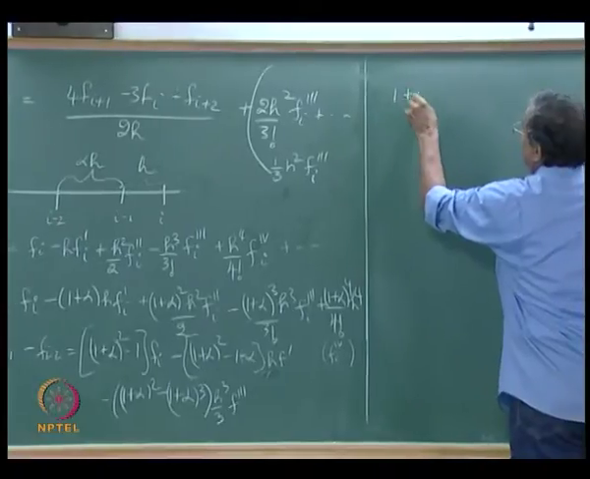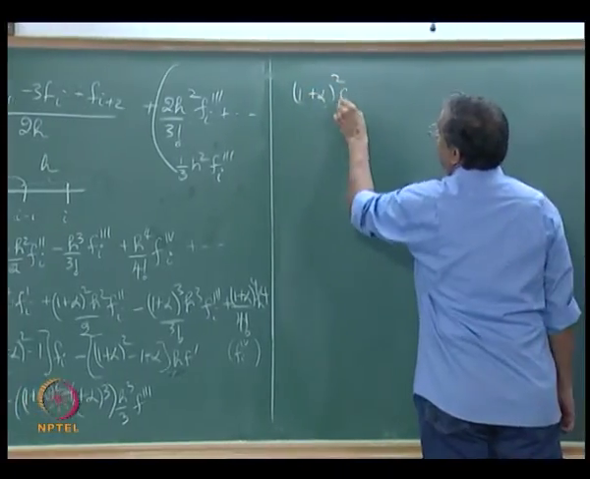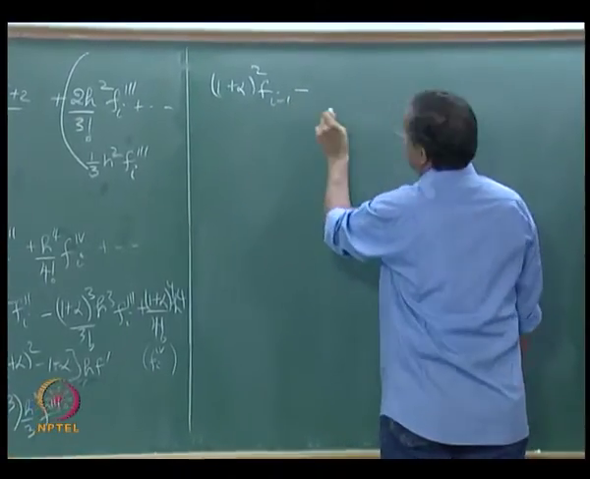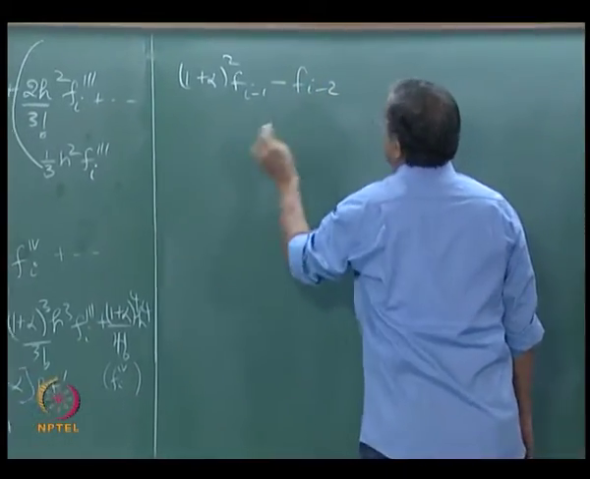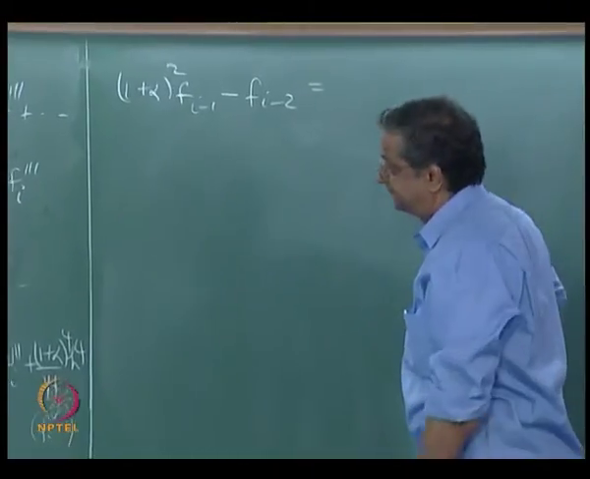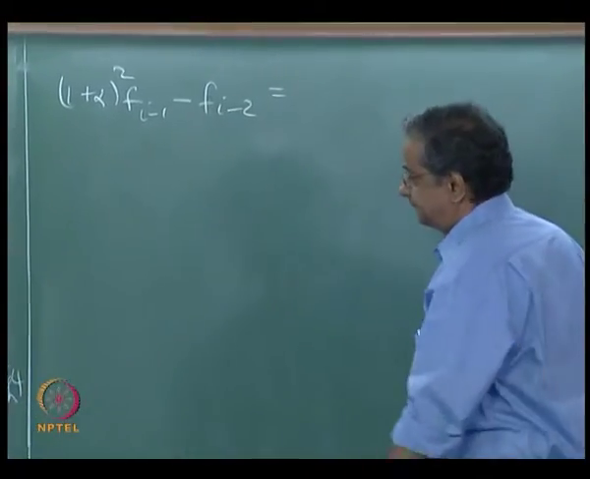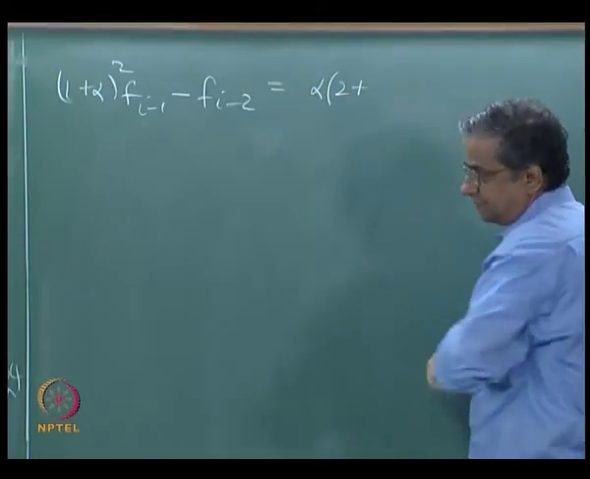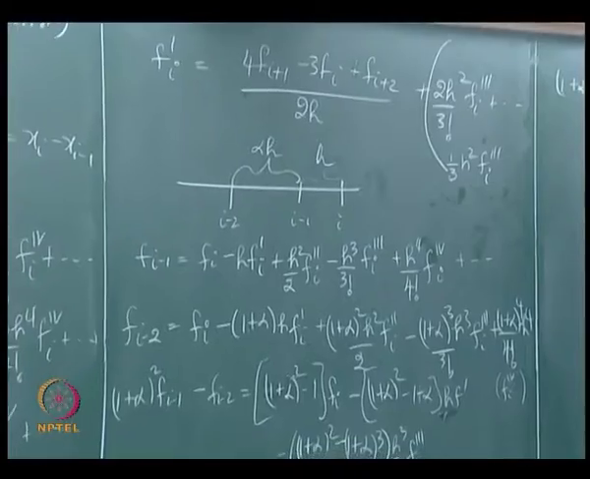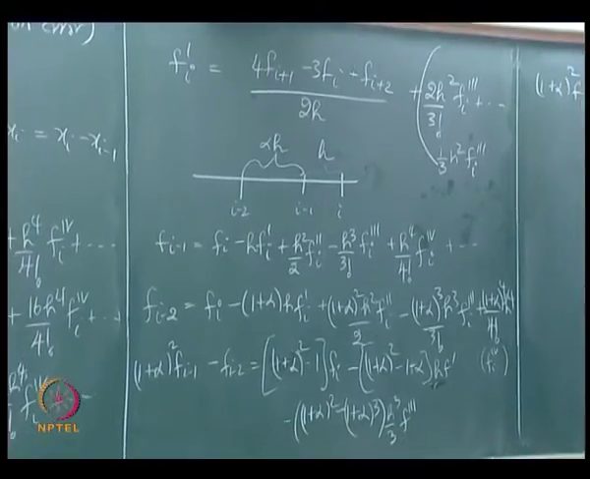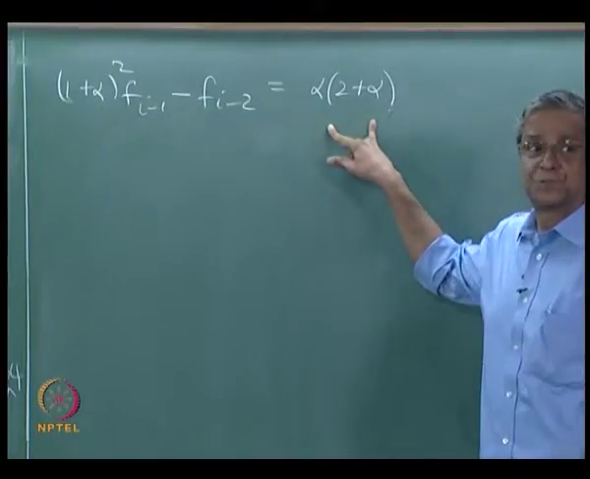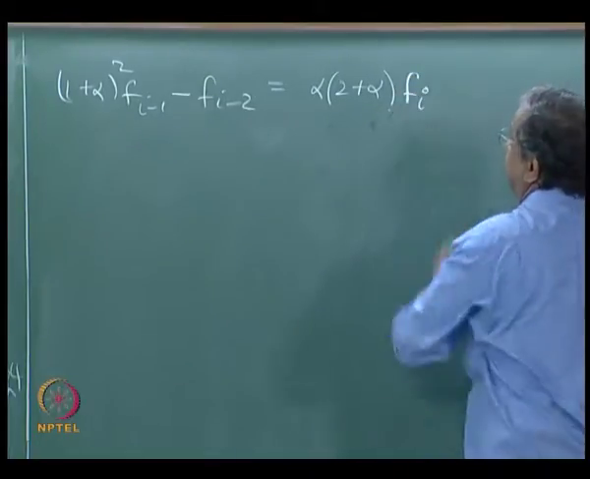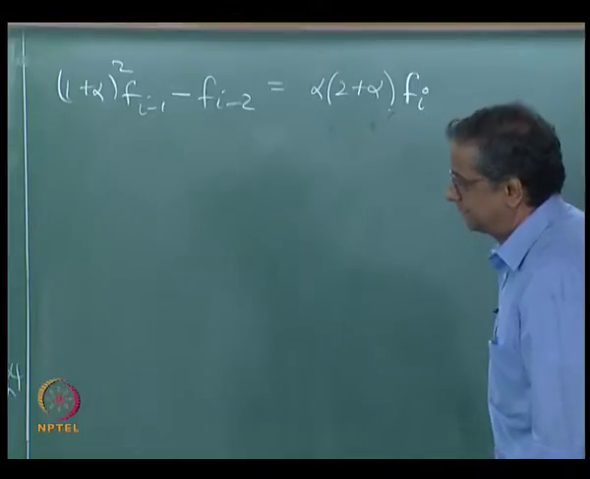So we have 1 plus alpha squared f at i minus 1 minus f at i minus 2 equals alpha into 2 plus alpha, is that fine? And if alpha equals 1, that gives you 3, so we are happy, it is working out, so that is f at i, okay. And what is the next term?